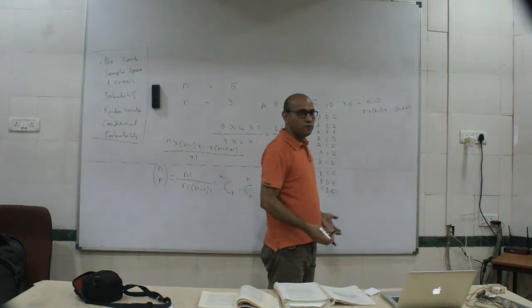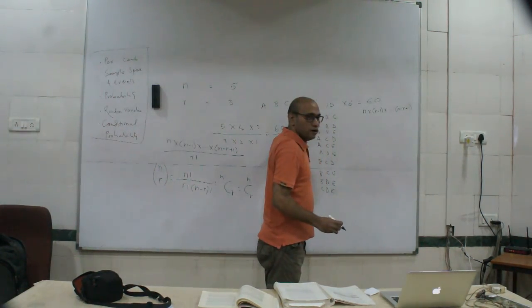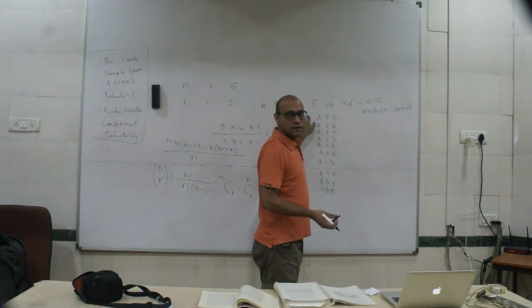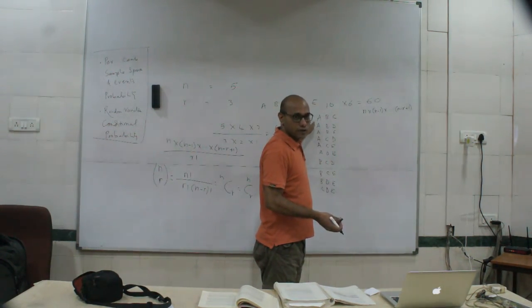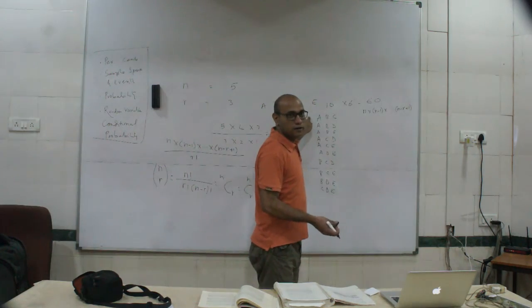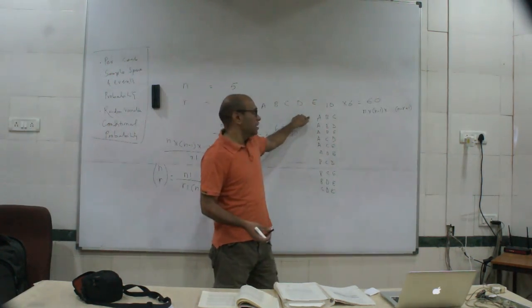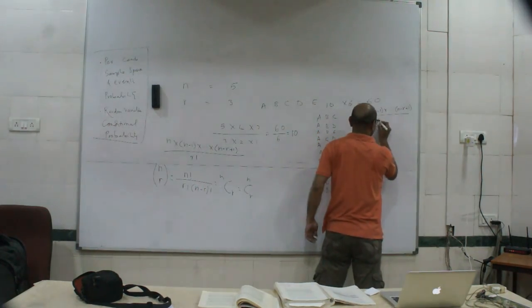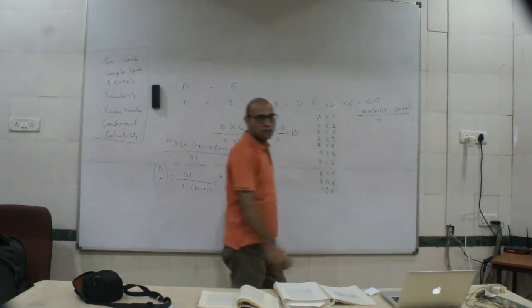I want to remove the permutations of each of them. Each of the orders takes r factorial permutations. They are counted here. So I want to remove them. So I divide it by r factorial.